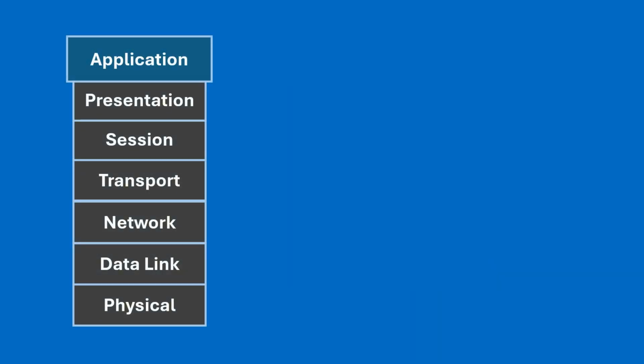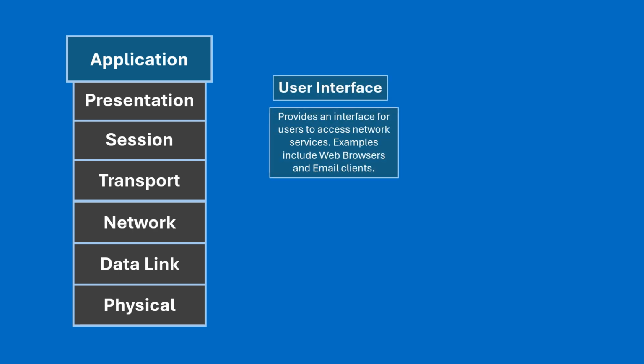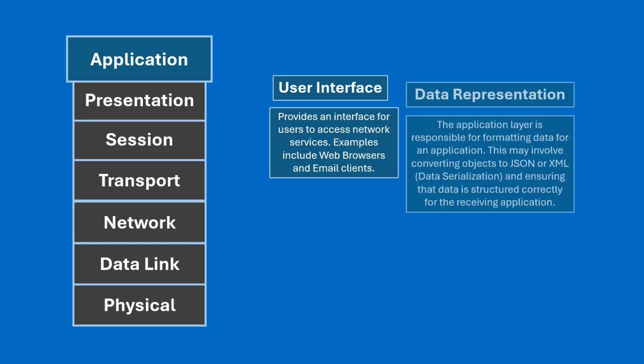Layer 7 of the OSI model is the application layer. The application layer serves as the user interface to the network. Examples include things like web browsers and email clients that allow users to interact with network resources. The application layer also defines how the data will be represented. It is responsible for formatting data for an application. This may involve converting objects to JSON or XML and ensuring that the data is structured correctly for the receiving application or to be passed down to the lower layers.